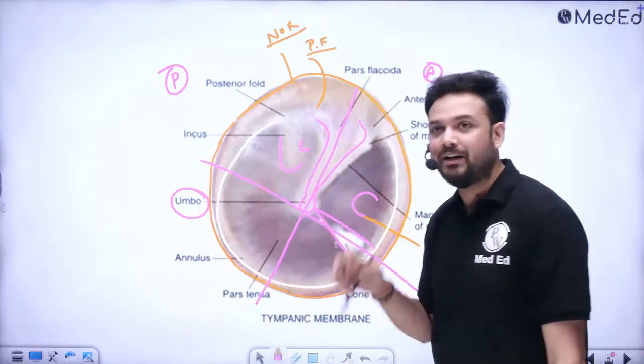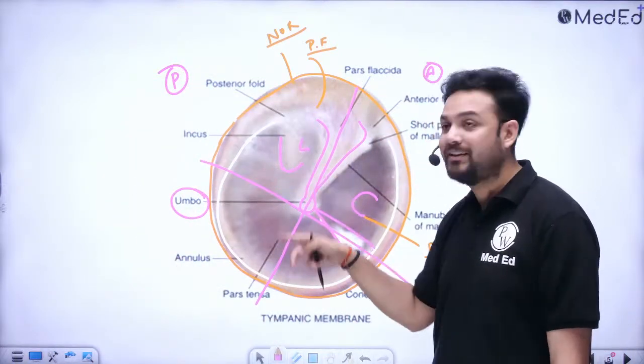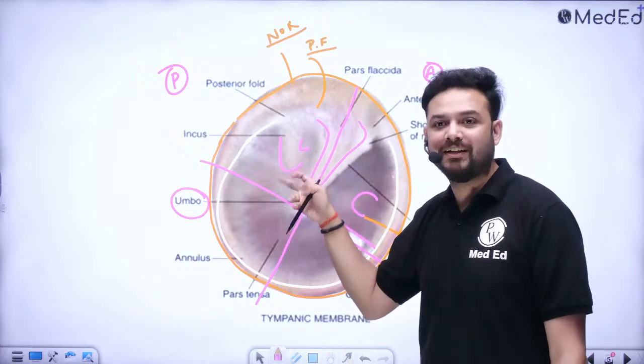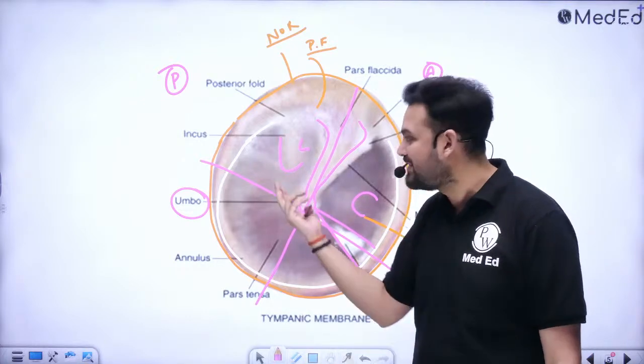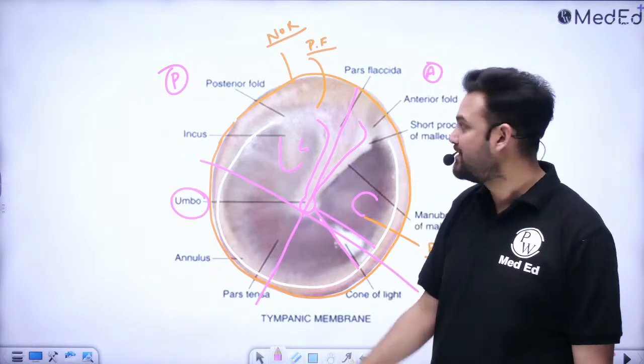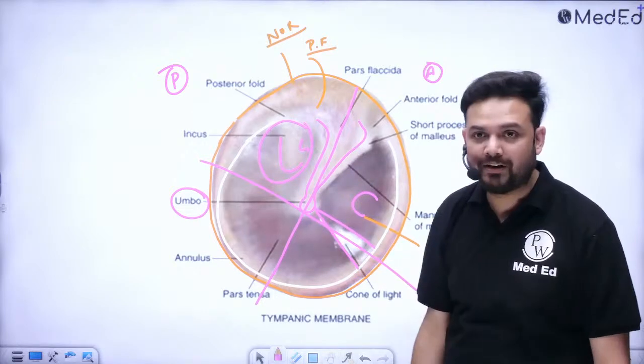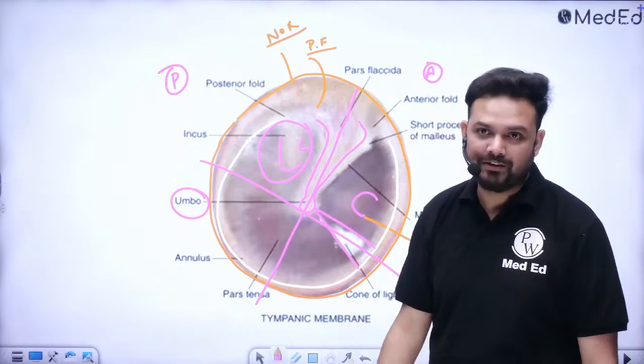And this shadow over here is of what? This is of what in the posterior-superior quadrant? What do you see here? It's a very important joint. And what is that? It's the incudostapedial joint. That is why this quadrant becomes the posterior-superior quadrant. And this is our posterior-inferior.